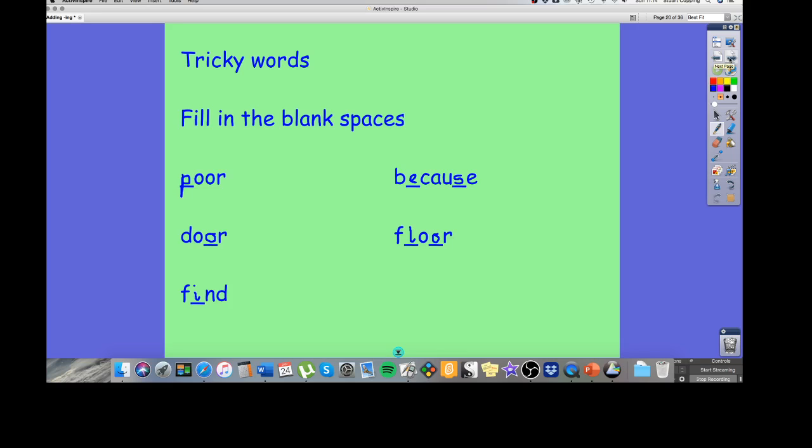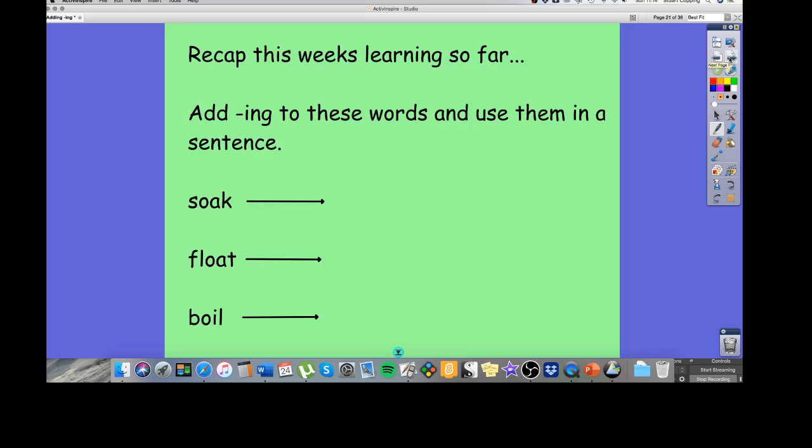So first of all though, I want to recap what we've done over the last 2 days. So here are 3 words: soak, float and boil. I would like you to write them in a sentence that uses soaking, floating and boiling. Now remember you're going to need to put am, is or was in front of the word to make the sentence make sense. So just spend 2 minutes writing down 3 sentences now.